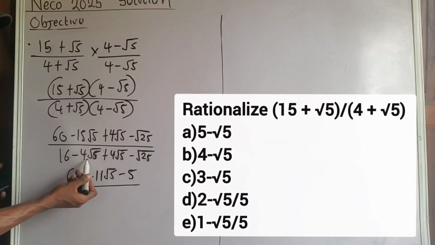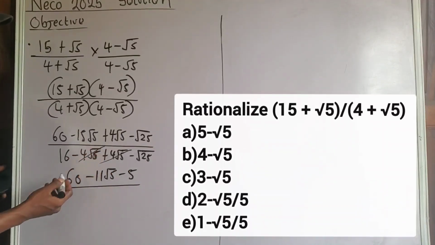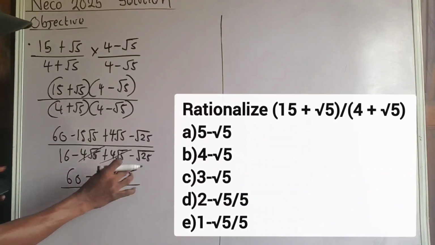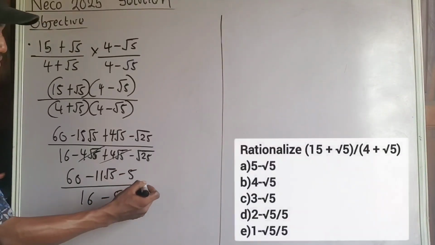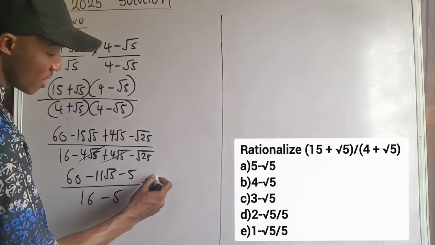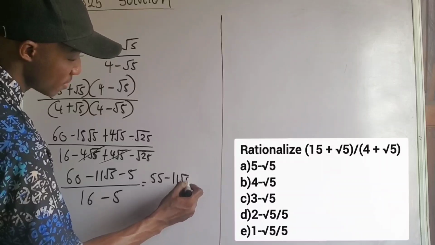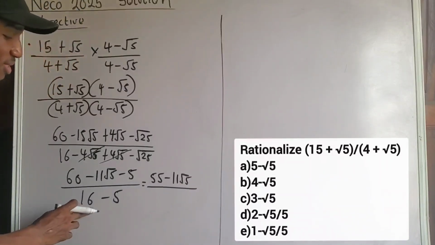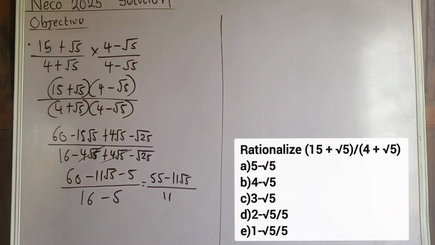Now, minus 4 root 5 plus 4 root 5 will eliminate each other. So this will cancel. So I'm left with 16 minus, now, what is the square root of 25? That is 5. So this will give me 60 minus 5, that is 55. 55 minus 11 root 5 all over 16 minus 5. That is 11. Do you understand it to this point?